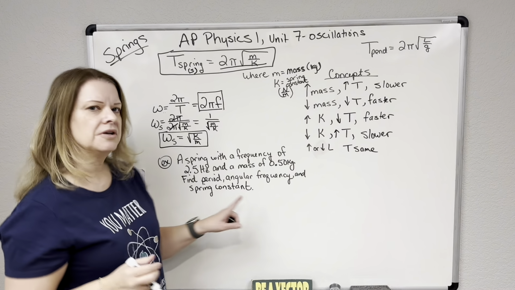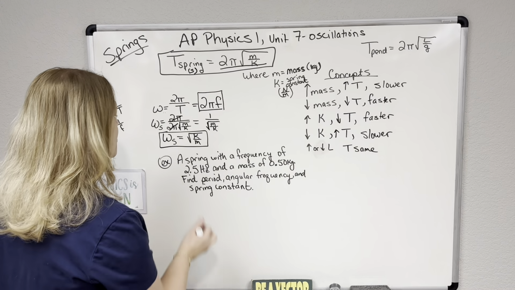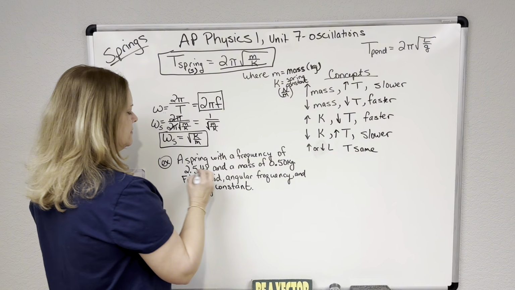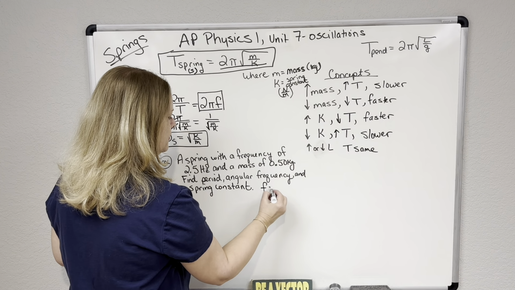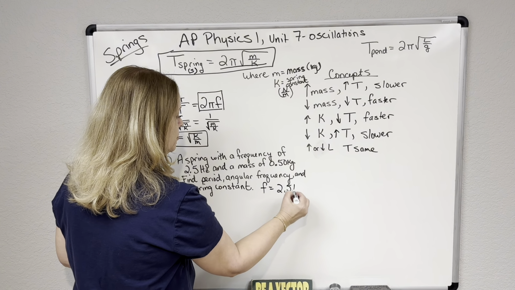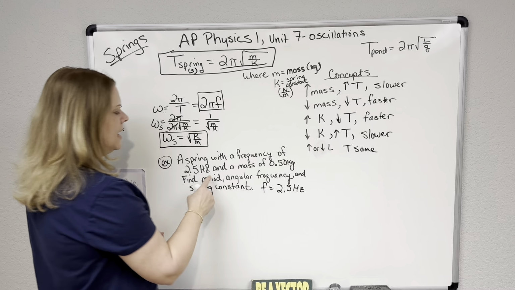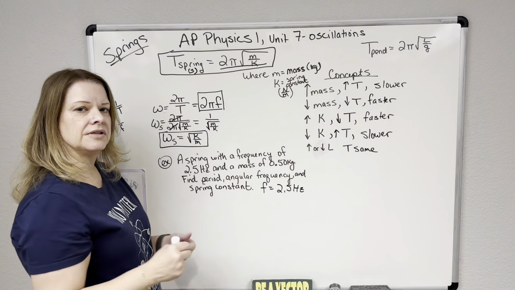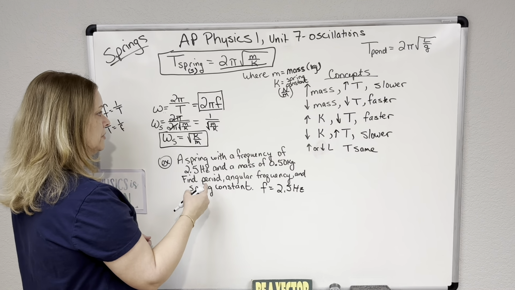Okay, perfect. Now we're going to just continue on really quickly and do this problem. I have a spring with a frequency of 2.5 hertz, so we know frequency is equal to 2.5 hertz, and a mass of 0.50 kilograms. First thing they want is period.